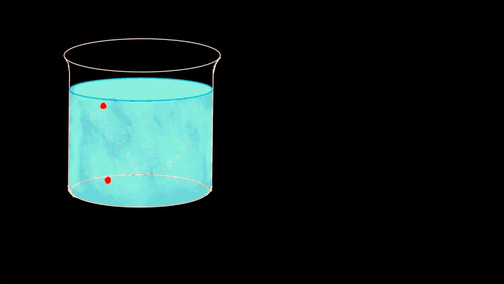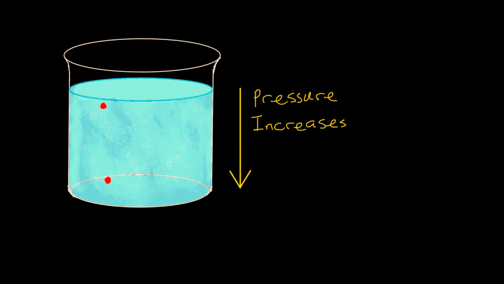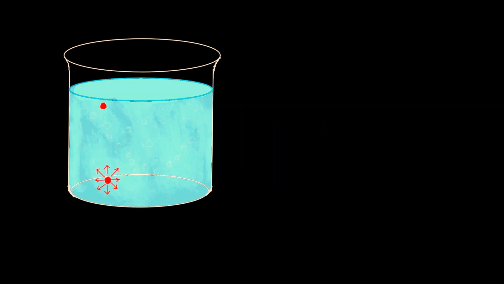Usually, the pressure in a fluid increases as we go deeper, and I'll explain why that happens soon. But for now, what that tells us is the liquid exerts a much higher force per area on the vessel at the bottom than at the top. But this pressure exerted by the liquid at the bottom is the same in all directions.